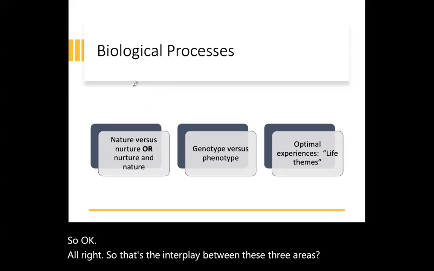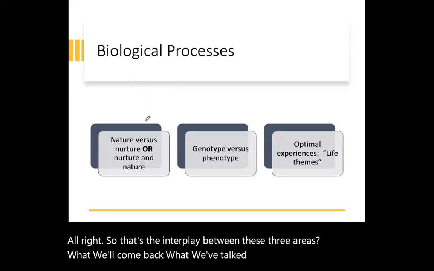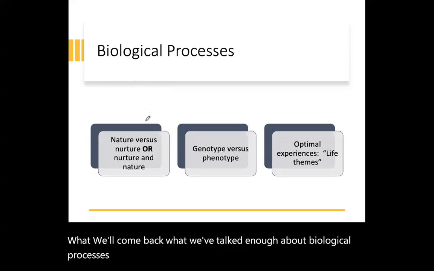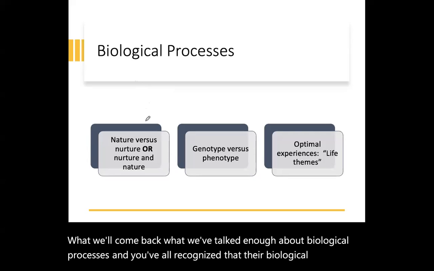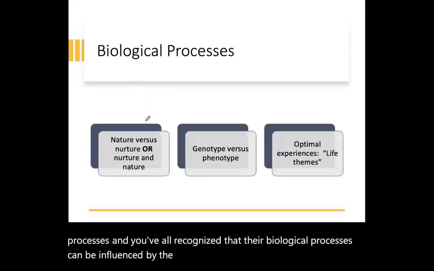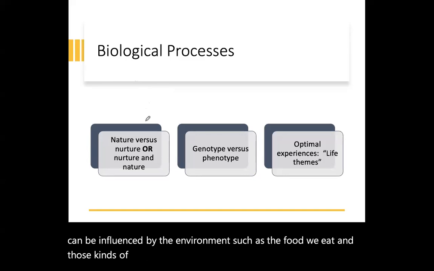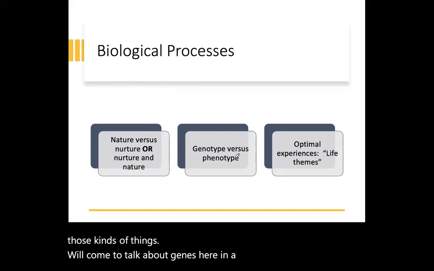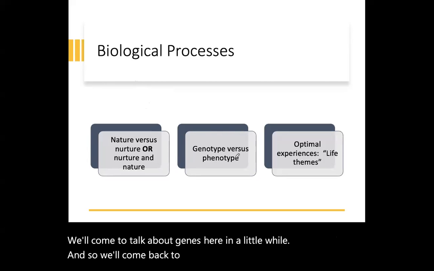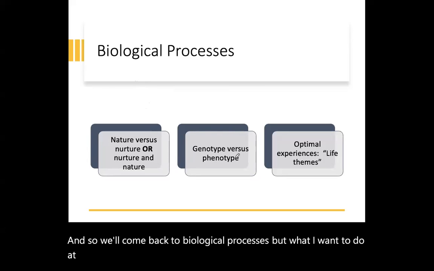We'll come back. We've talked enough about biological processes, and you've all recognized that biological processes can be influenced by the environment, such as the food we eat and those kinds of things. We'll come to talk about genes here in a little while. And so we'll come back to biological processes. But what I want to do at this moment is get into the different theories of human development.